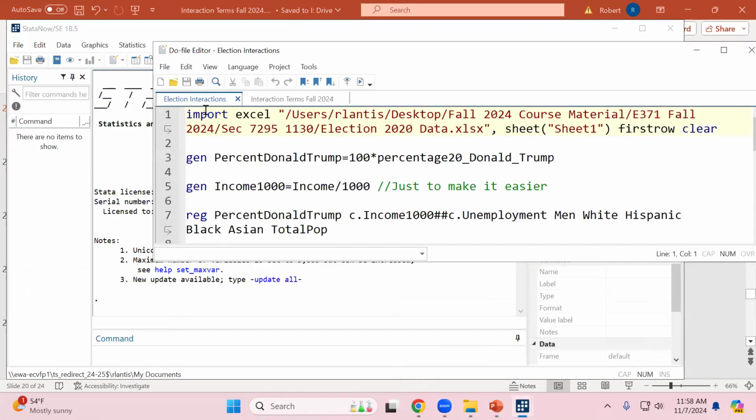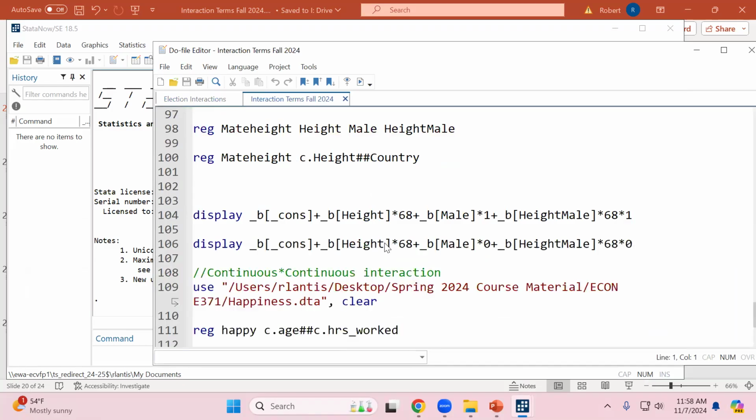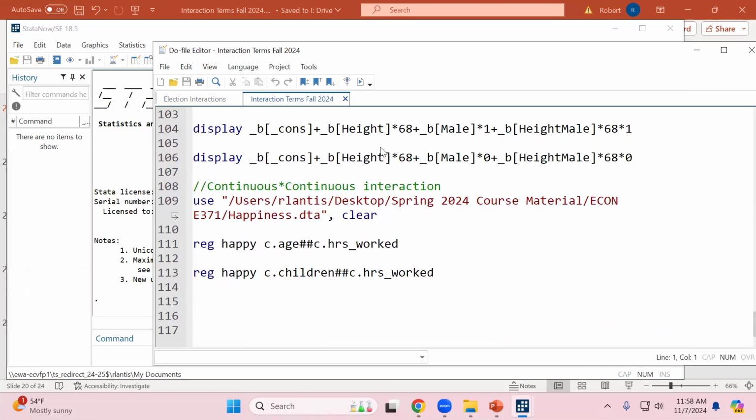I think I reposted this interaction terms fall 2024 file. We did all this mate height stuff last class. Here was that basic regression that I was running. I was showing you age and hours worked. Let's look at one where I'm doing the same thing, but I've got the number of children and hours worked, right? Maybe I think there's some interaction between the two.